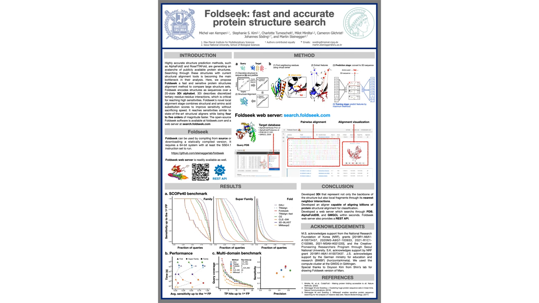Here, we propose Foldseek, a fast and sensitive structural aligner that can scale up to billions of structural comparisons. Foldseek reaches sensitivity similar to state-of-the-art structural aligners while being 4 to 5 orders of magnitude faster. Foldseek is free, open-source software available at foldseek.com and as a web server at search.foldseek.com.